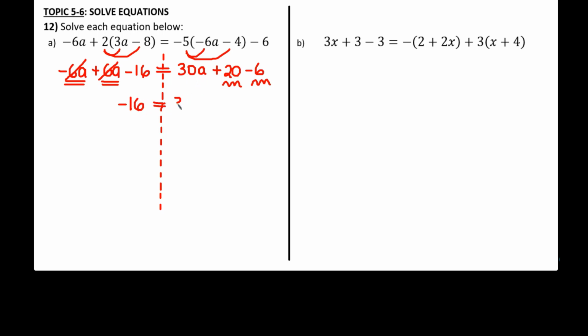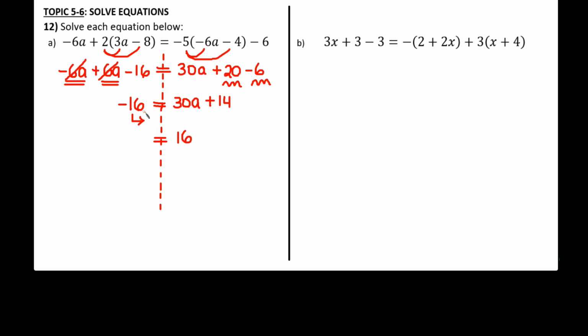The 30a, we just bring it down. And then we have 20 minus 6, which would be positive 14. All right, next step is to move the numbers. Remember, we want the numbers with letter on this side and numbers without letters on this side. Since 16 does not have a letter, we're going to send it to the other side, remembering the very important rule that says if you move sides, you change the sign of the number.